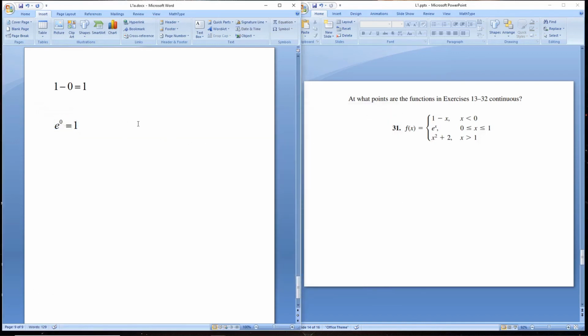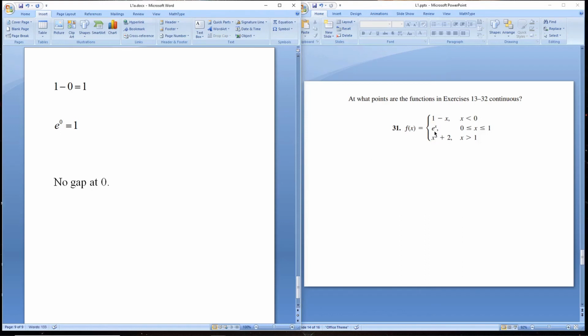And so what we see here is that this first piece ends at 1, and the next piece starts at 1. So these pieces touch, and there's no gap. So there's no gap at 0. At 0, these pieces touch.